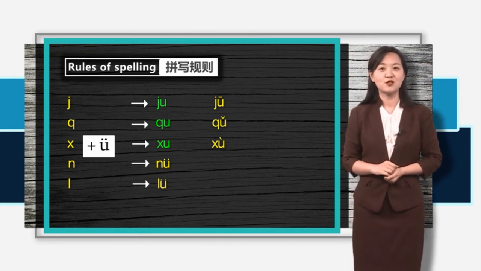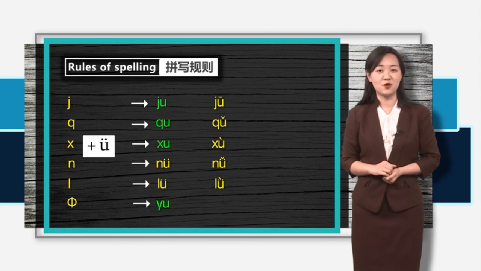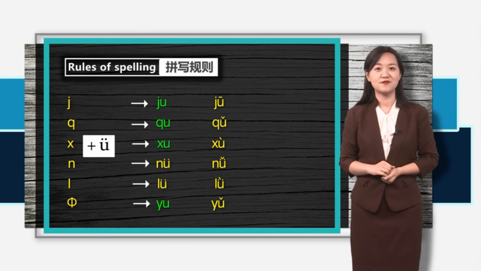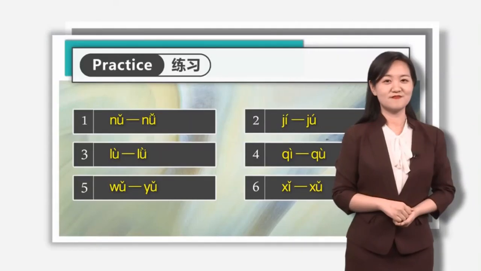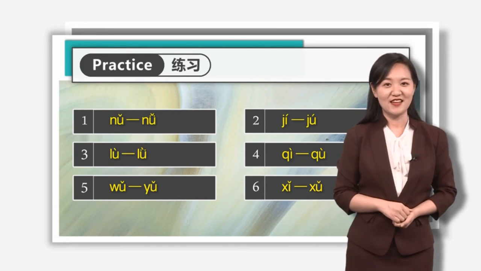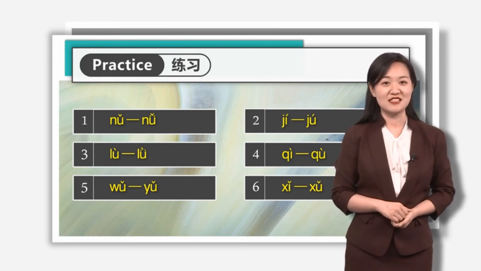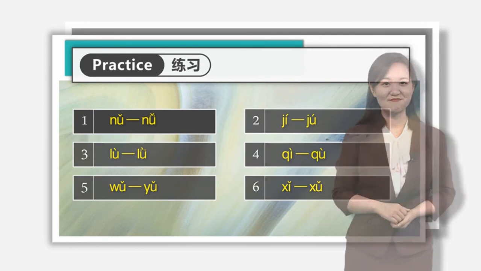For example, 女, 绿. And if there's no initial before ü, we use the letter y before it. And we will also remove the two dots. For example, 雨. Listen and read the syllables in pair and pay attention to the differences between the finals.